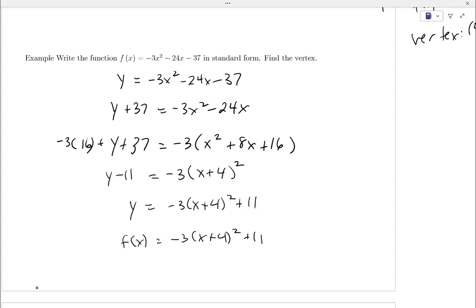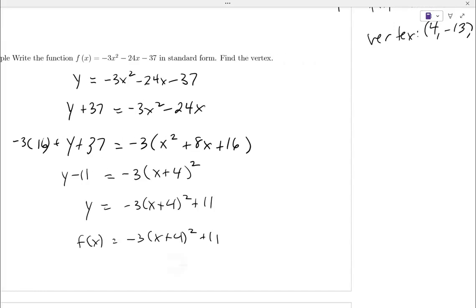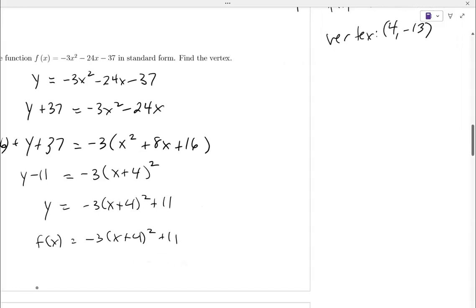Question on that? You want to do one more like that one? Yeah? Happy to do that. I'll make up another one. Let's say f of x equals, let's do 4x squared, pardon me, let's do plus 48x and then minus 2. I'm making it up.